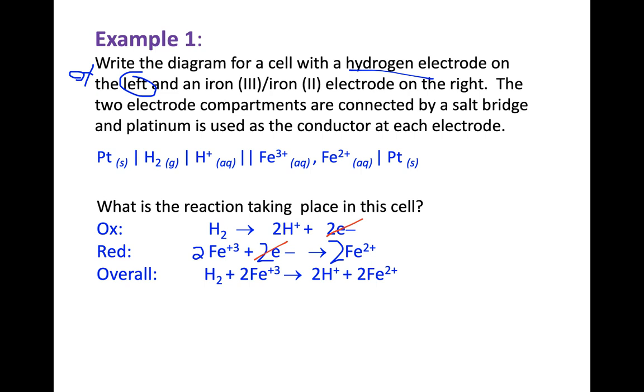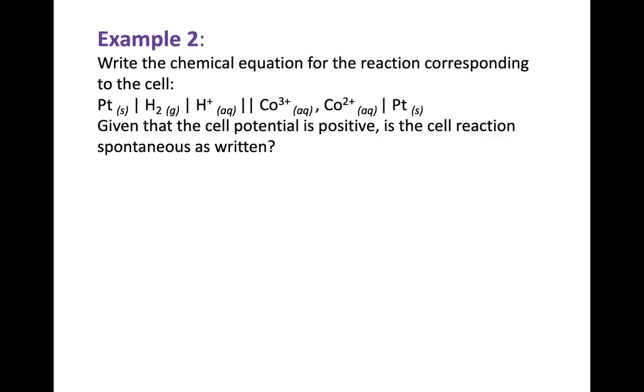Let's do one more example to finish out this video. So in this example, we are going to write the chemical equation for the reaction corresponding to the following cell. Looks like we have another hydrogen electrode, and then cobalt with platinum again. And given that the cell potential is positive, is the cell reaction spontaneous as written?